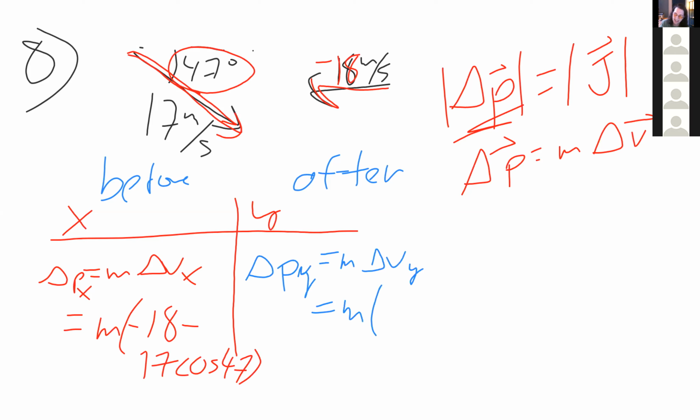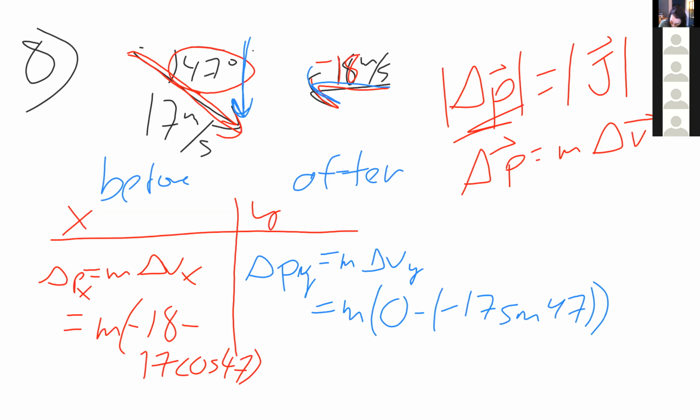Then I just need the final velocity. What is the y component of my final velocity? Remember, this velocity is all to the left. It's all horizontal. So my final velocity in the y, the vertical, would be 0. And then I need to subtract the y component of my initial velocity. Notice that that is a downward component, so that component is negative. It would be negative 17 sine of 47. And then you solve for the number here.